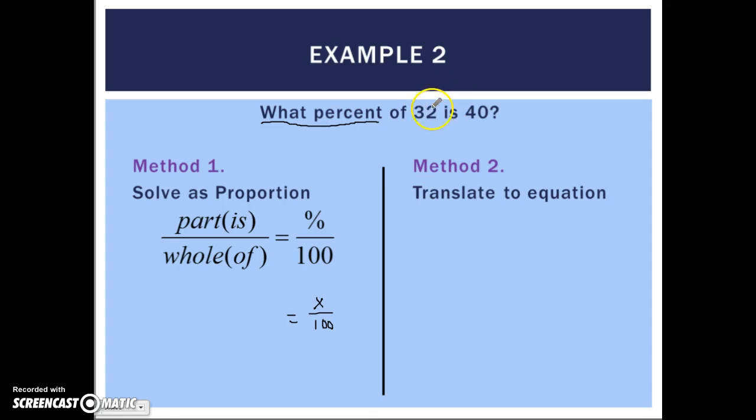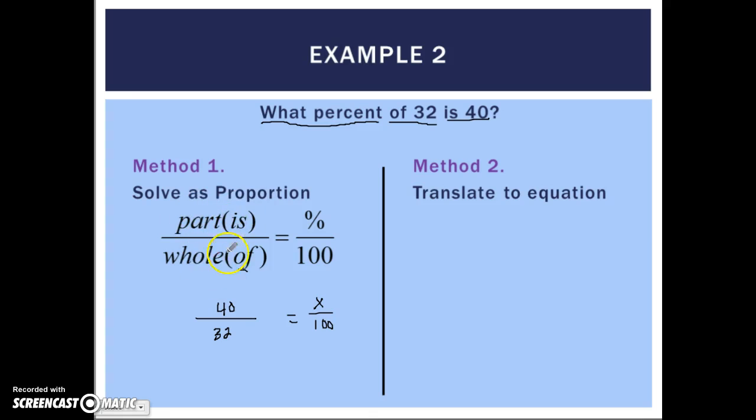Don't just think that the smaller number is the part. We want 32, or what percent of 32 is 40? 40 is a larger number, and we're comparing it to 32. So it helps to think of this proportion as being the is number over the of number. So of 32 is 40. Of is 32, so that's my bottom number. And then is the 40, that's my top number. And then you just cross multiply.